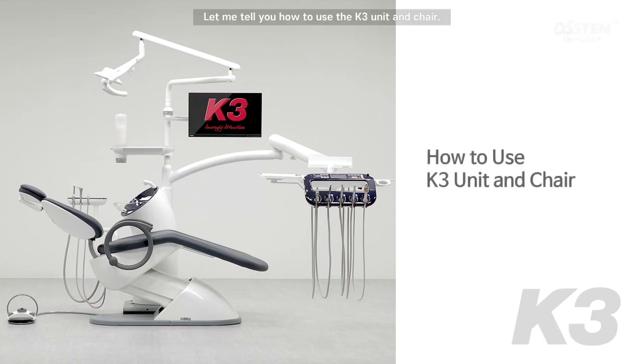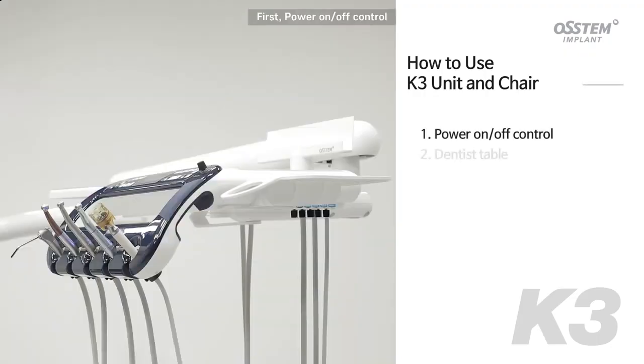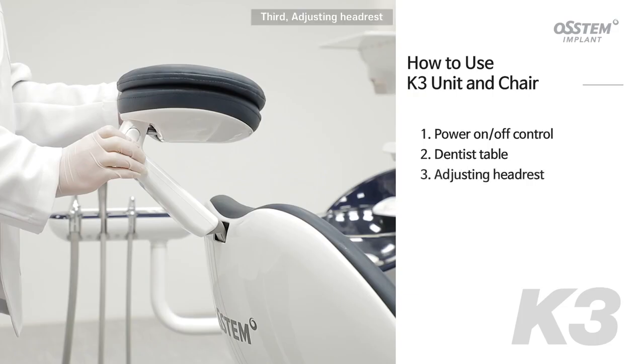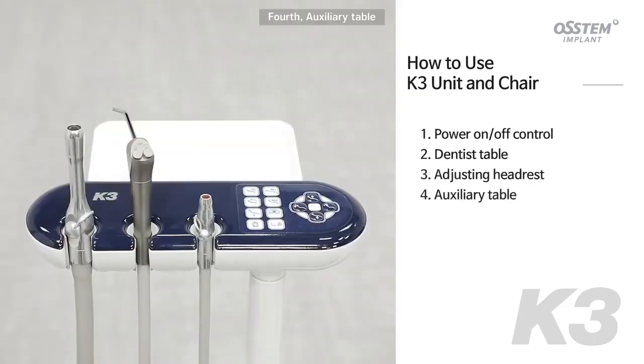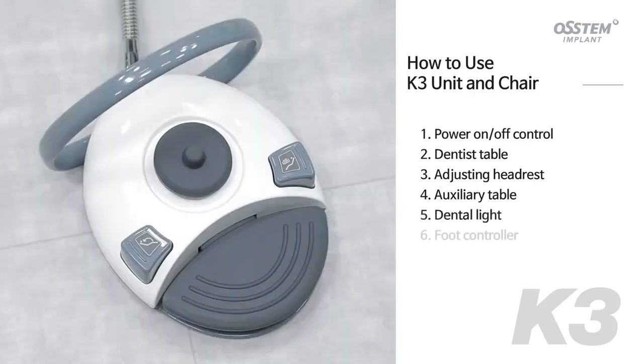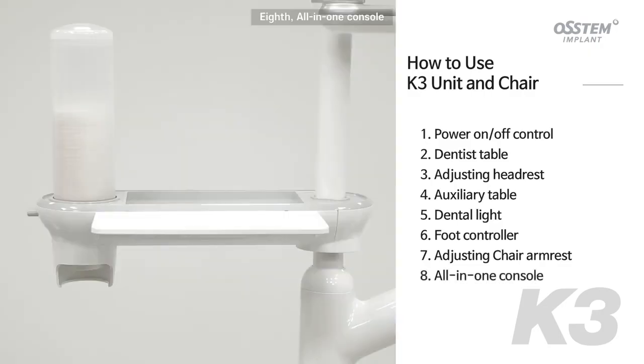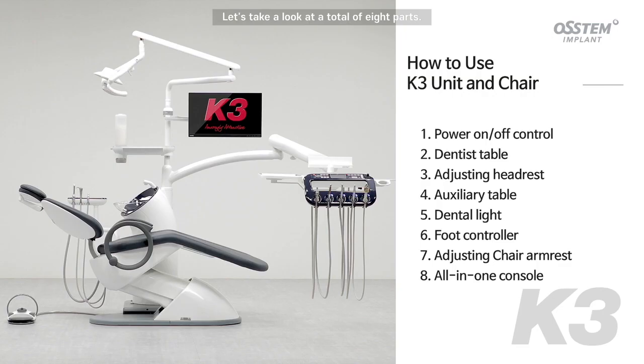Let me tell you how to use the K3 unit and chair. First, power on-off control. Second, dentist table. Third, adjusting headrest. Fourth, auxiliary table. Fifth, dental light. Sixth, foot controller. Seventh, adjusting chair armrest. Eighth, all-in-one console. Let's take a look at a total of 8 parts.